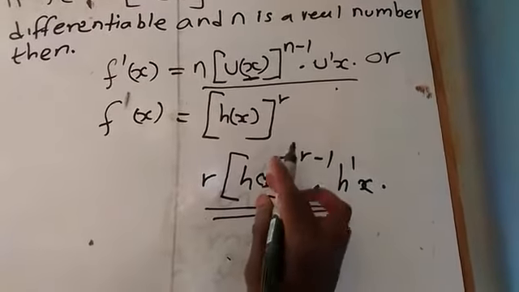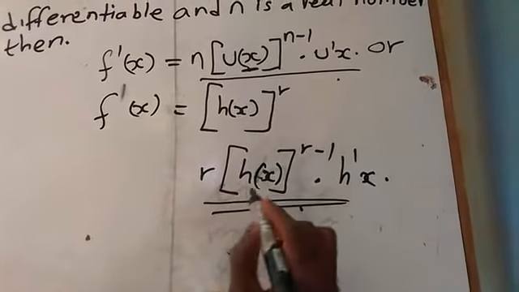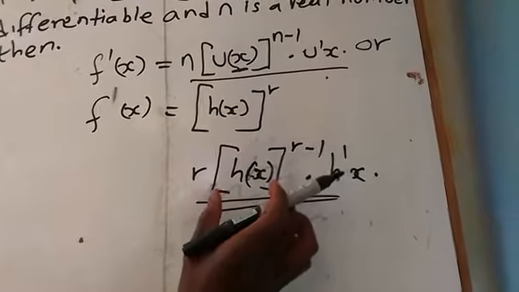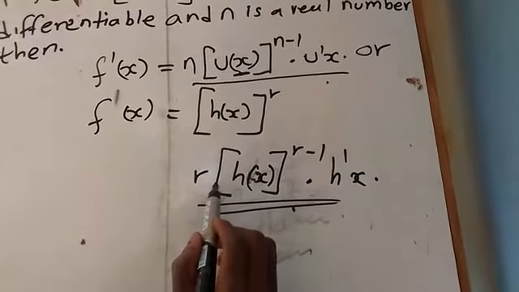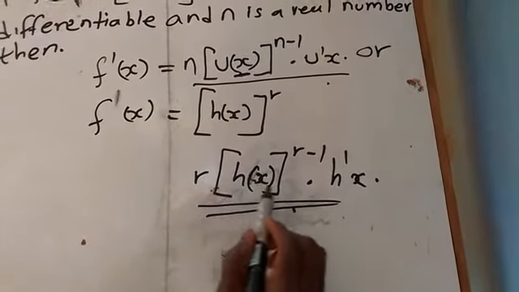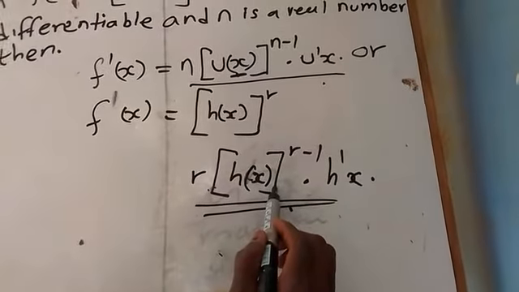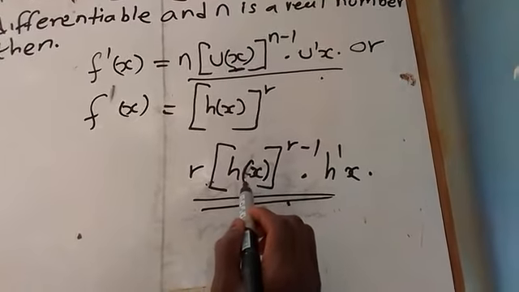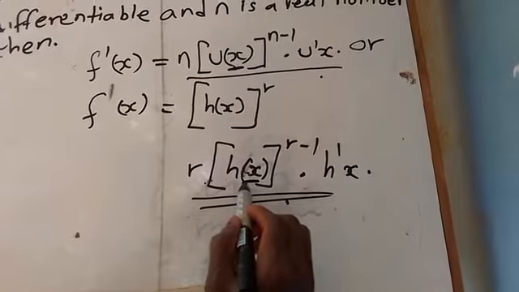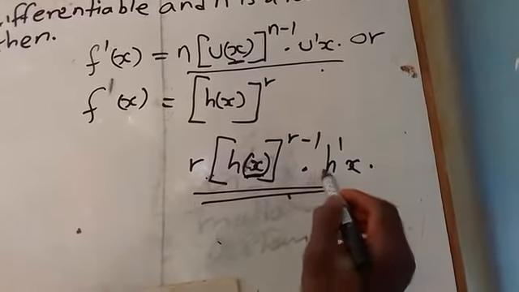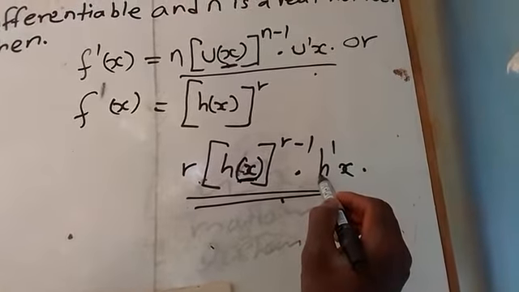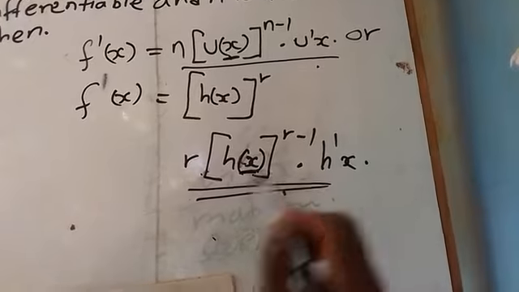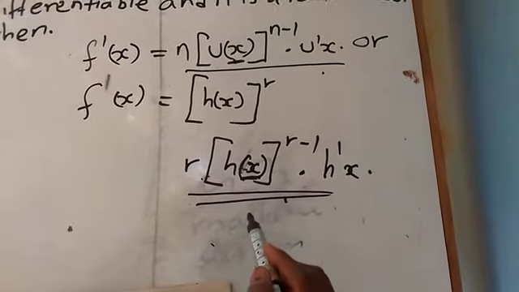So the trick here is that you first of all differentiate the bigger bracket, that is the curved bracket. Then after that you differentiate the inner function. We multiply by the differentiation of the inner function. Okay.